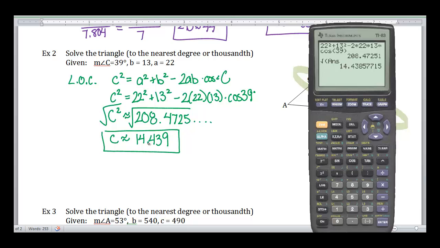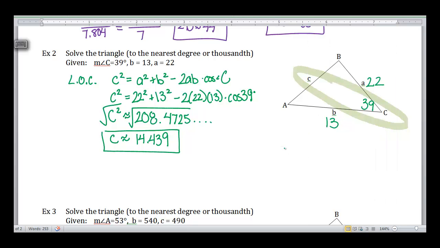14.439. At this point again, I want to look at my triangle, and now that I know side C is 14.439, decide what's the largest side. Here that's side A. Since that's opposite angle A, angle A has to be my largest angle. So I do not want to do law of sines for angle A. So please now go ahead and do law of sines with your side C ratio to solve for angle B. Please pause the video and complete that.